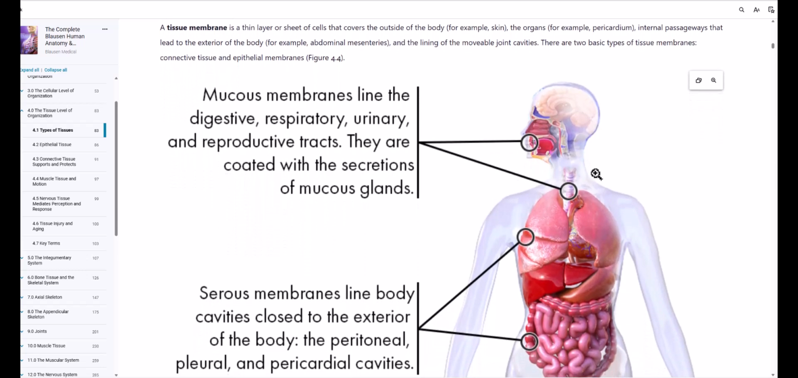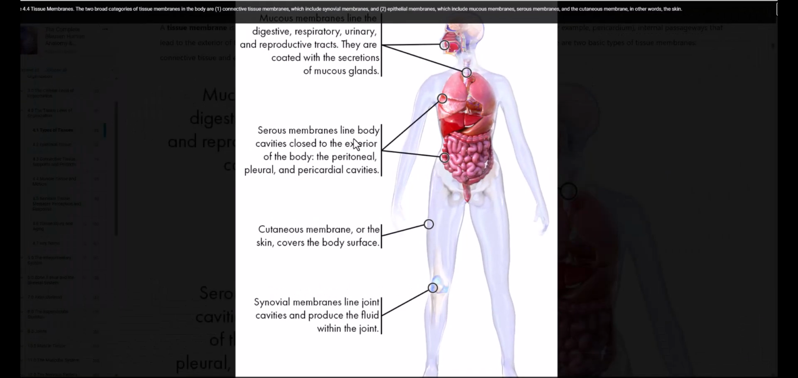Now, one of these you already know. You already know about your serous membranes, right? Your serous membranes, the peritoneum, the pleura, and the pericardium. Those you are already familiar with. Remember that those membranes are surrounding your internal organs and internal body cavities, and they are completely contained within the body. You are not able to touch any of your serous membranes unless there's some sort of trauma.